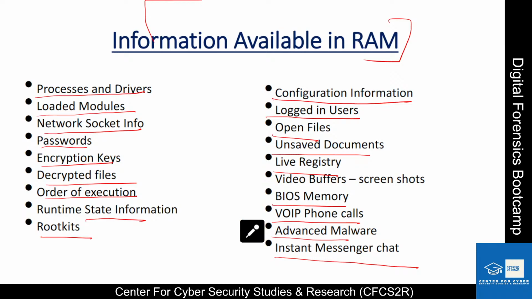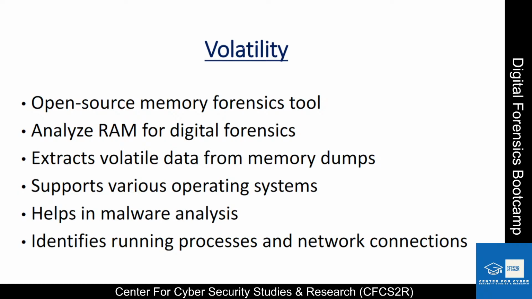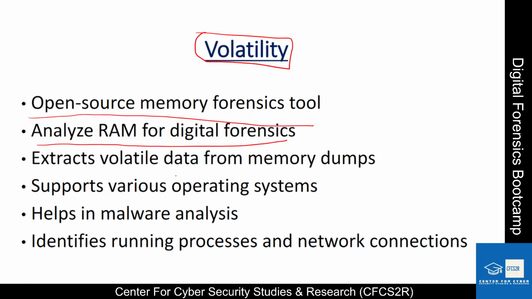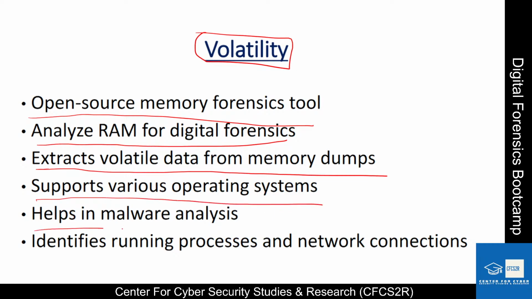So it's very important to analyze these artifacts. For this there is a very wonderful tool that we call Volatility. It is an open source memory forensic tool that can analyze your RAM for digital forensics, extracts volatile data from the memory dumps, supports various operating systems, helps in malware analysis, and identifies the running processes and network connections. So this is a very wonderful tool that we are going to see today.